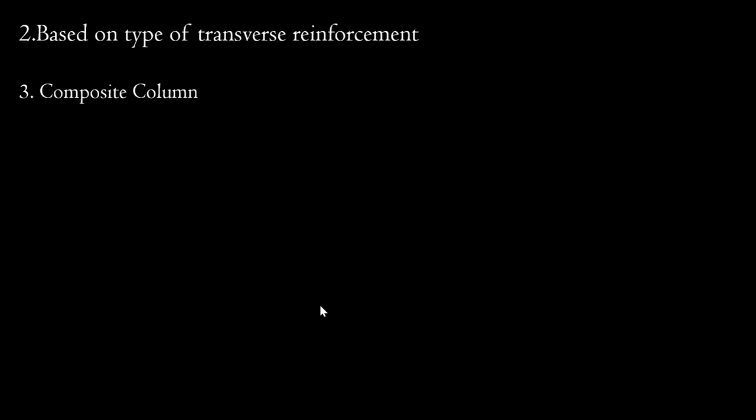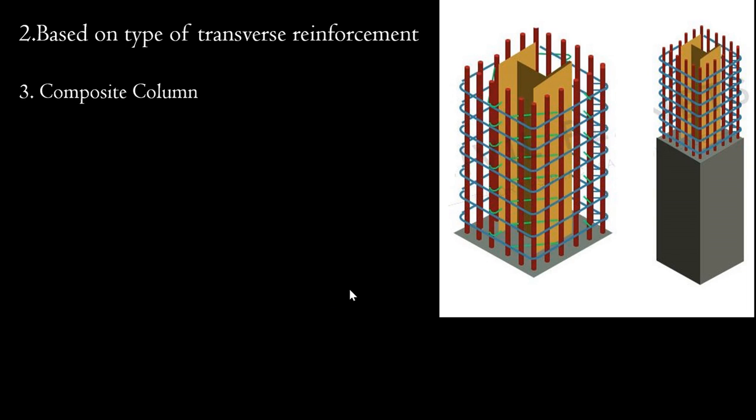Now, third one is composite column. This composite column means you will have your longitudinal reinforcement, you will have your lateral ties, also you will have some steel section in order to increase the strength of the column, and this will be mainly used when the load acting on the structure is very much high. When the load acting on the structure is very much high, we will go for such kind of columns.